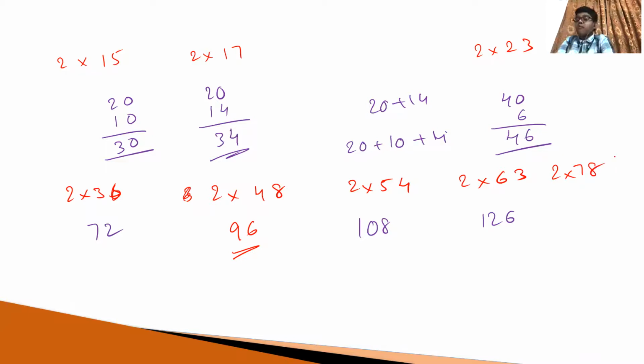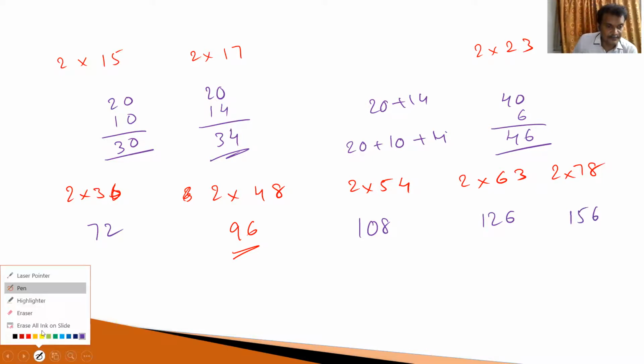2 into 78. Okay, 2 7 times equal to how much? 14. 2 70 times equal to how much? 140. So keep in your mind. 2 8 times equal to how much? 16. 140 plus 16 equal to how much? 156. That is the answer.